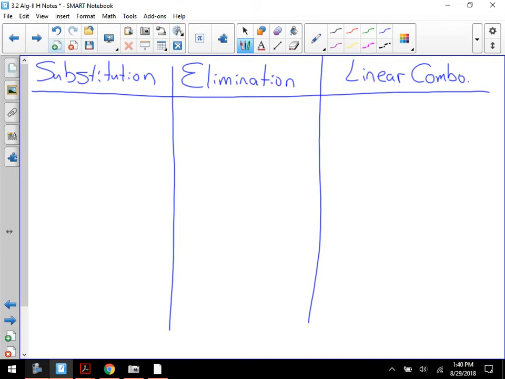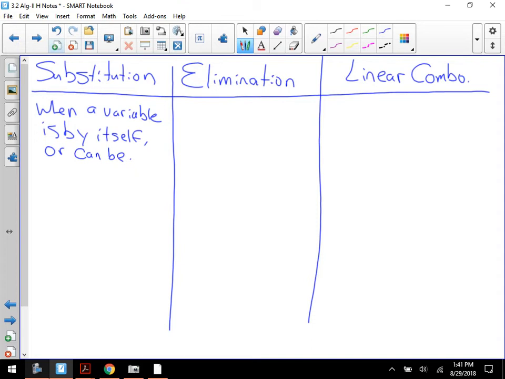Anyway, substitution. Use substitution when a variable is by itself or can be. What I mean by that is if you have 2x plus y equals 6, I would just subtract the 2x and say y equals 6 minus 2x. Okay. If you can get it by itself easily.